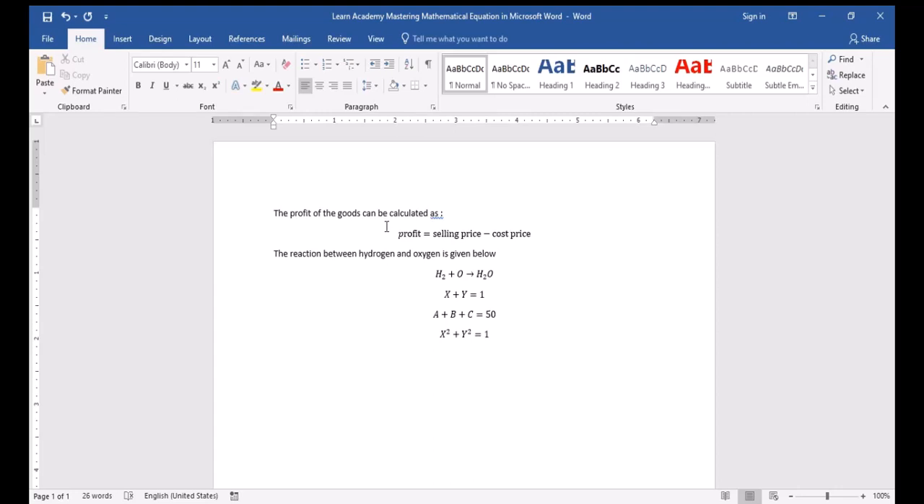So this is going to be about it, and in our next video training series, which will be coming out soon, we'll be going into other areas of Microsoft Word. But for now, let's make do with mastering mathematical equations in Microsoft Word.